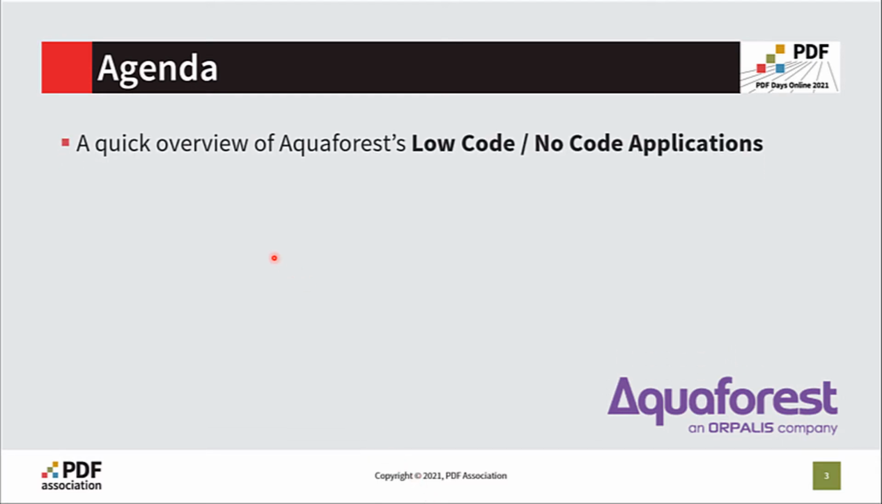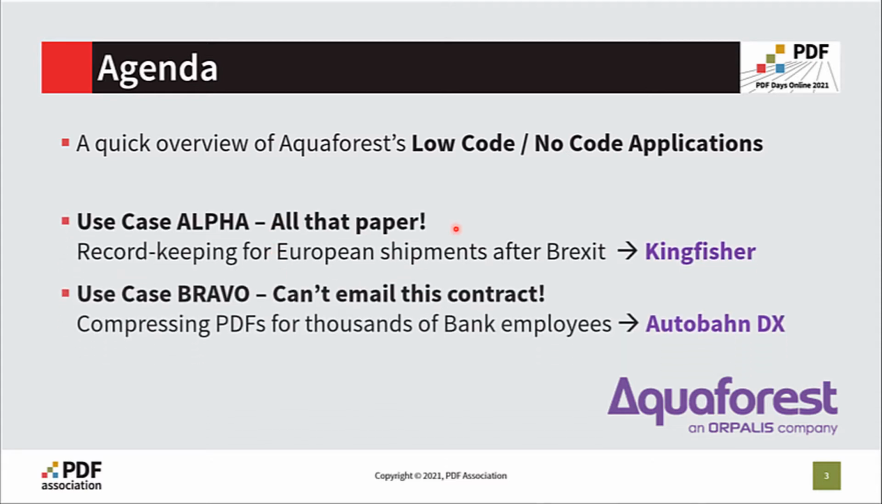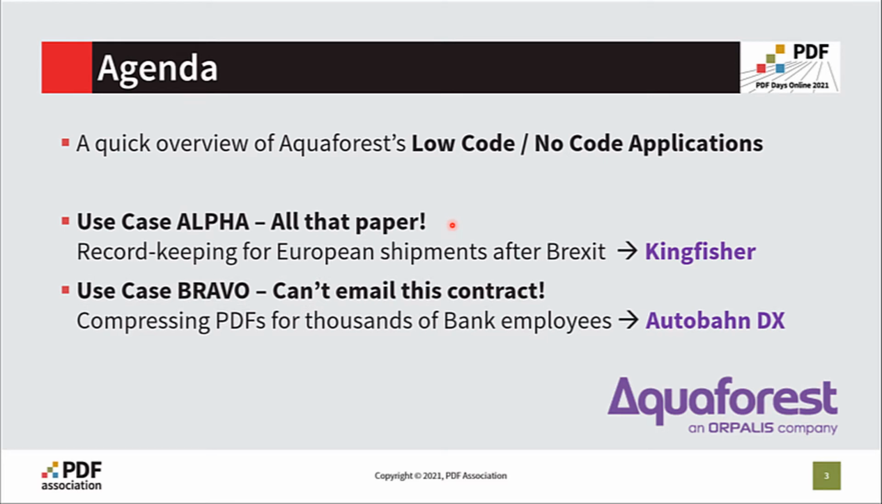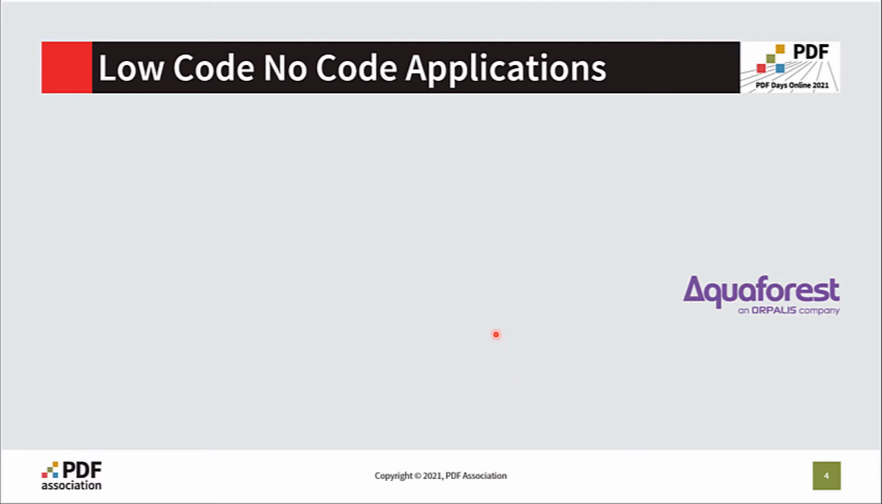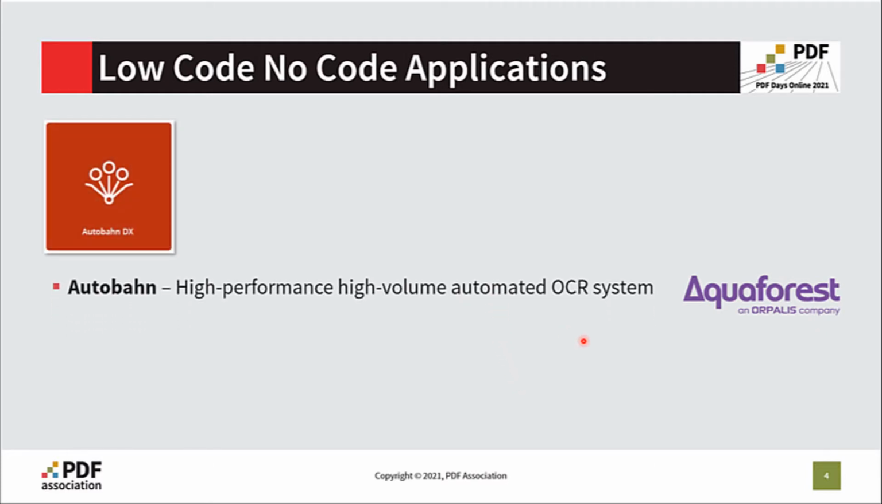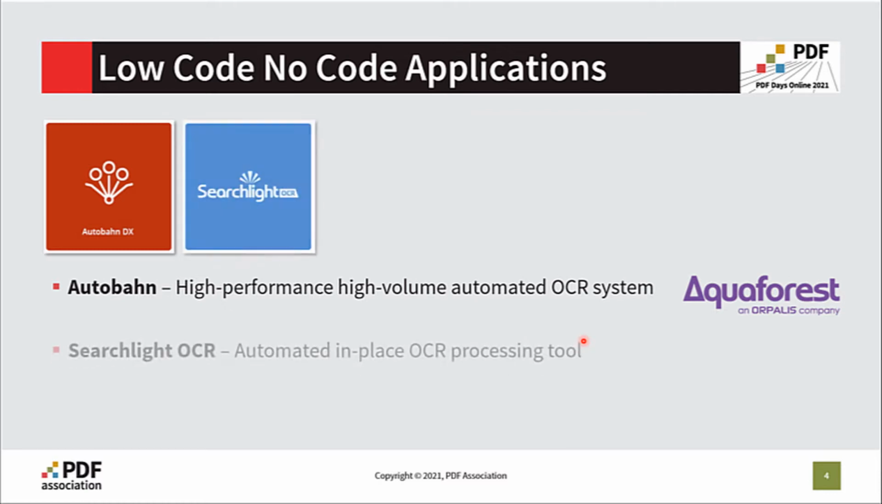Firstly, with a quick overview of our low-code and no-code applications, but mainly with two real-life use cases of companies we had this year and how we have responded to these requirements with two of our products, Kingfisher and Autobahn. Now, firstly, a quick overview of our applications. Autobahn is a high-performance, high-volume automated OCR system. We will look at Autobahn in our second use case.